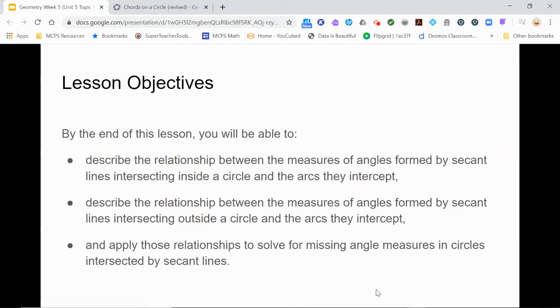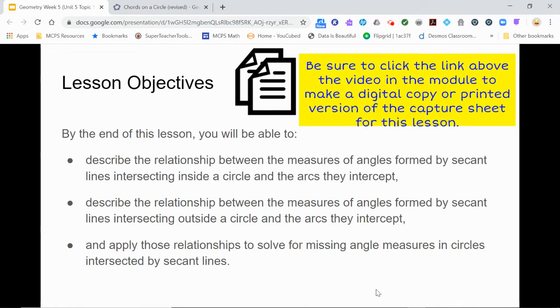In this video, we'll be looking at the angles formed by chords and secant lines intersecting inside, outside, and on circles.